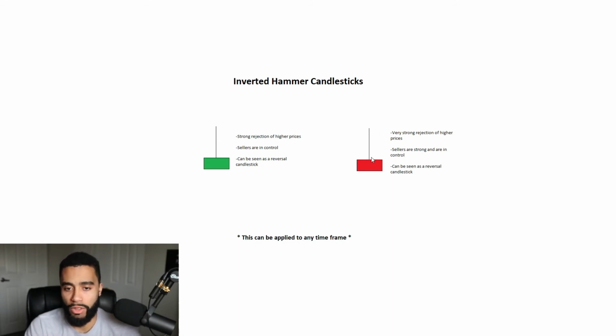Now, when we look at the one on the right, it opens higher than it closes. So it's telling you the sellers are very strong. Sellers are in control for sure. And it could be looked at as a reversal candlestick as well, depending on where you see it in the chart. So this could be seen as a strong bearish candlestick.